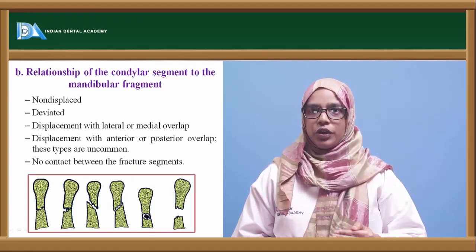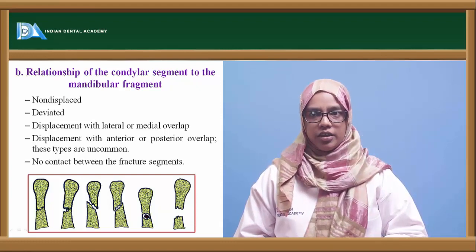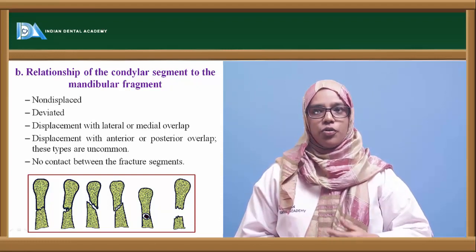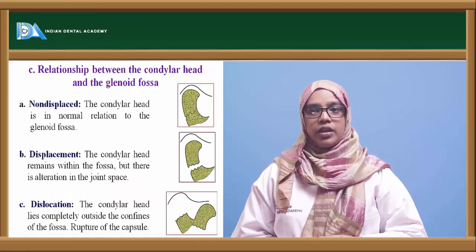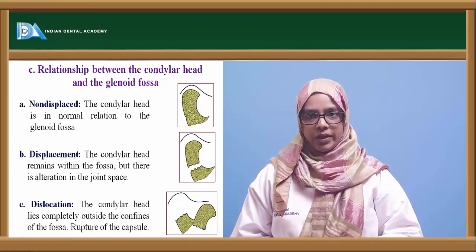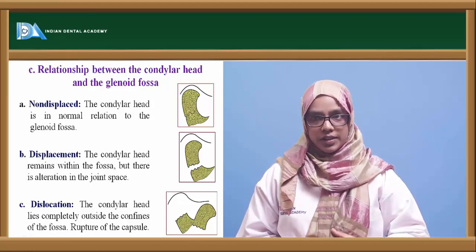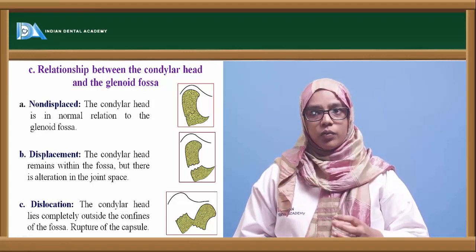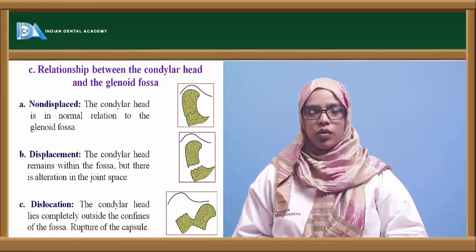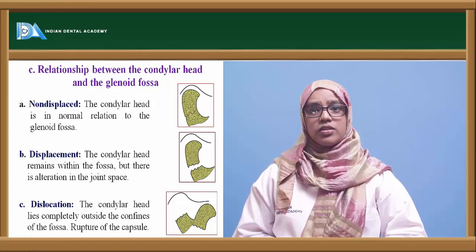Then the relationship of the condylar segment to the mandibular segment. It could either be non-displaced, deviated, displaced laterally or medially, displaced anteriorly or posteriorly, or no contact between the fractured segments. The other is the relationship between the condylar head and the glenoid fossa. Non-displaced, wherein the condylar head is in the normal relationship with the glenoid fossa. Displaced, wherein the condylar head remains within the fossa but there is some alteration in the joint space. Dislocation, wherein the condylar head lies completely outside the confines of the fossa. There is rupture of the capsule.